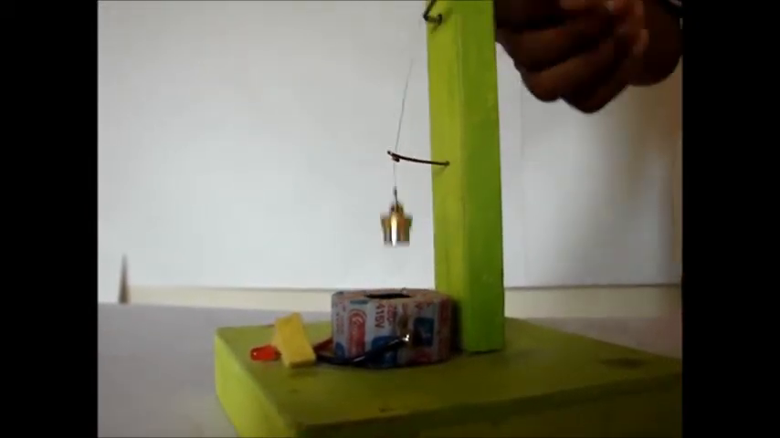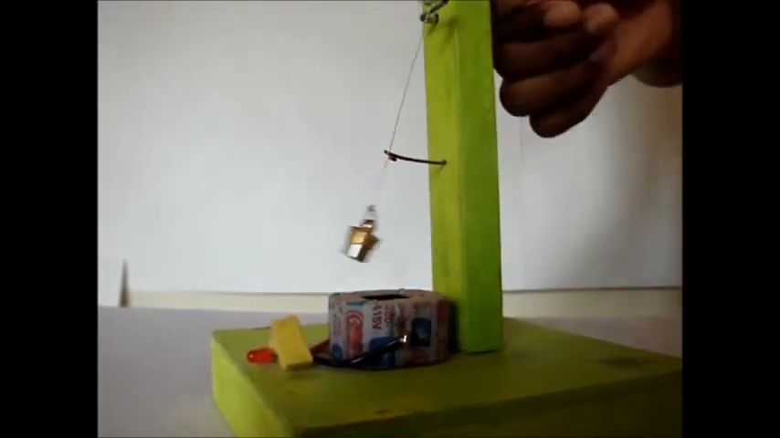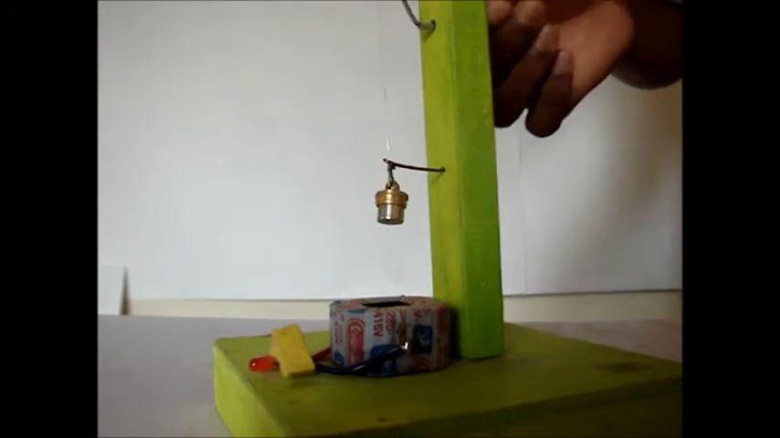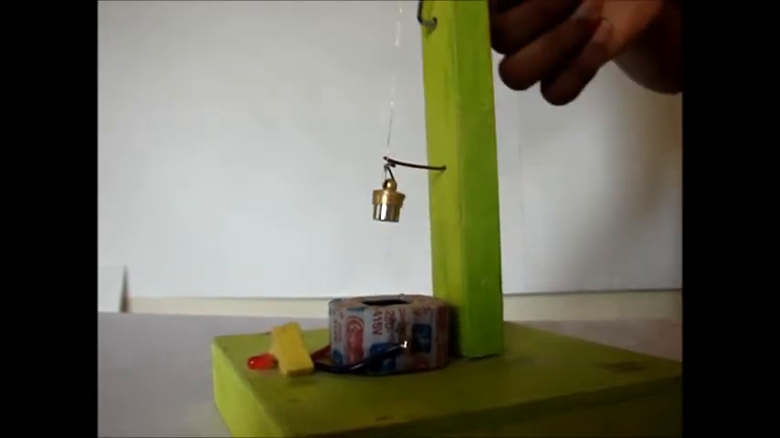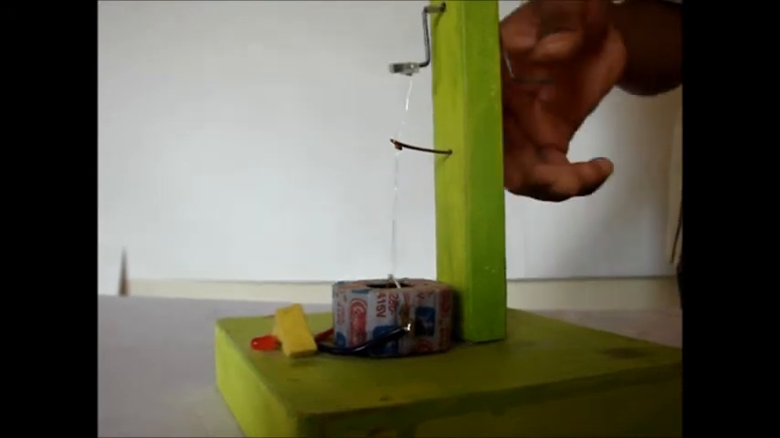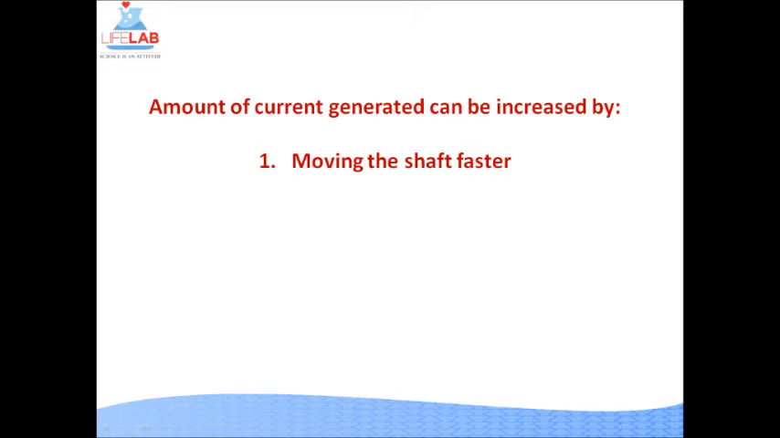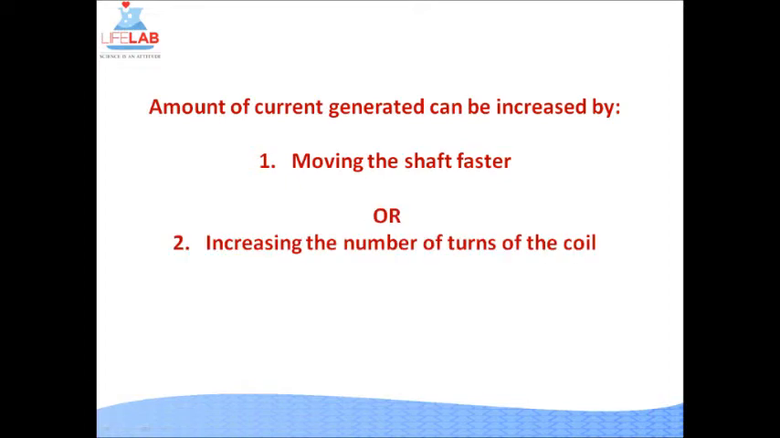In this model, how can you change the amount of current being generated? As you can see, when I rotate the shaft faster, the LED glows more continuously. That is, more current is being generated. So we can increase the current either by turning the shaft faster or having a coil of more number of turns or having a stronger magnet.